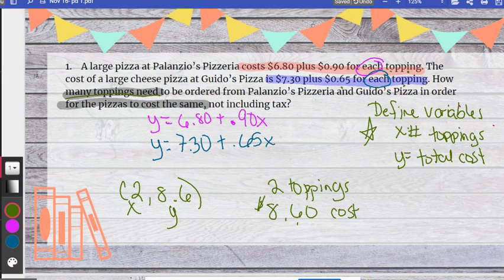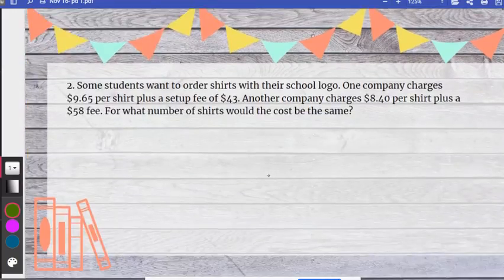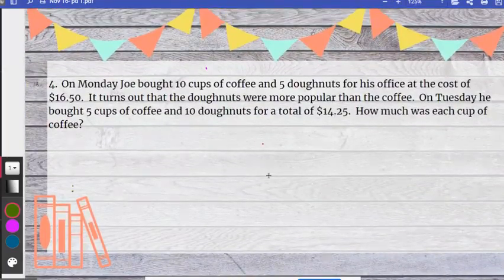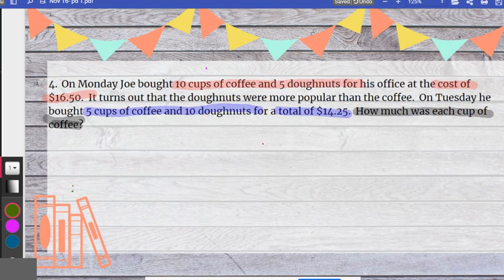If that doesn't make sense, please pause and go talk to Ms. Steele to make sure that you're understanding how that works. All right, and next, then we're actually going to skip problems 2 and 3, and we're going to come down to problem number 4. All right, so again, pause the video, and I want you to please highlight your key information. All right, so this is what I have highlighted here.